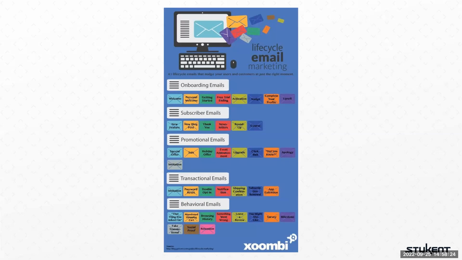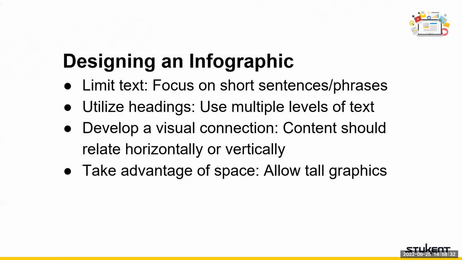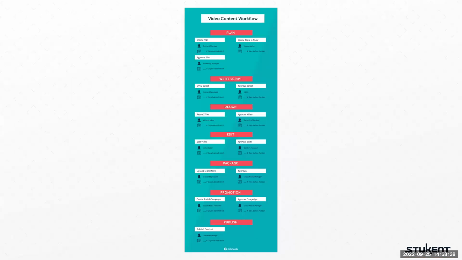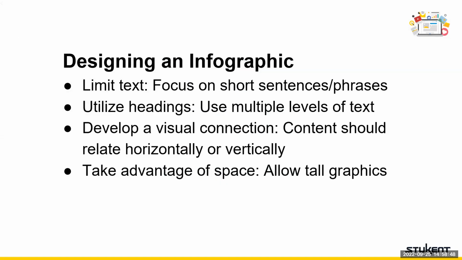So if you can limit the text that you're using, I think that's going to really help communicate a clearer message like we have here. You also want to be sure to utilize headings in multiple levels of text. Here, it does that. You see plan at the top, then create plan, create topic and angle, and approve plan. Great. Here, you don't see as many. You see onboarding emails. That's about it.